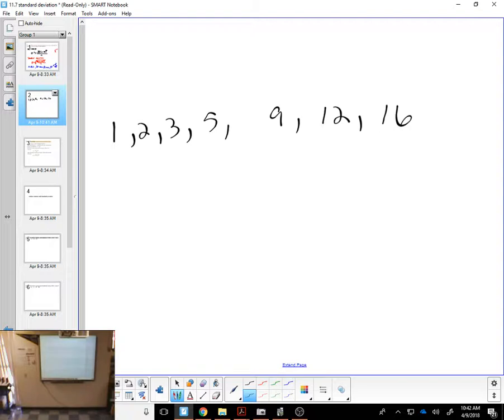Can you guys find me the average of that real quick? Can you guys find me x bar, please? n here is 7 because there are 7 numbers. Can you find me x bar, please?